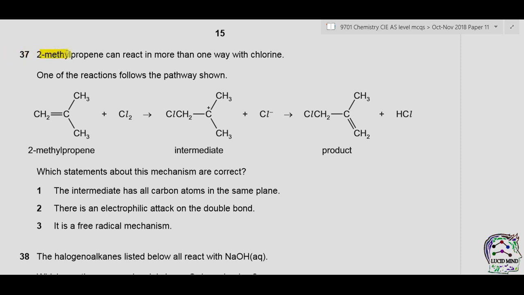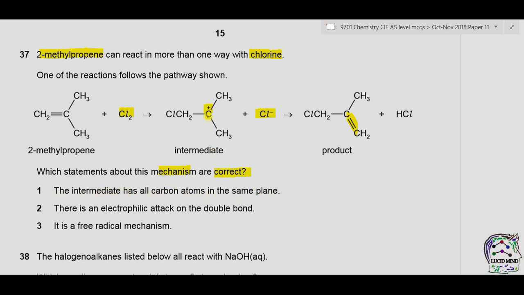Question 37. 2-methylpropene can react in more than one way with chlorine. One of the reactions follows the pathway shown. We can see 2-methylpropene reacts with chlorine to form a carbocation and chloride, and then we have an alkene product which is formed. Which statements about this mechanism are correct? Number 1. The intermediate has all carbon atoms in the same plane.